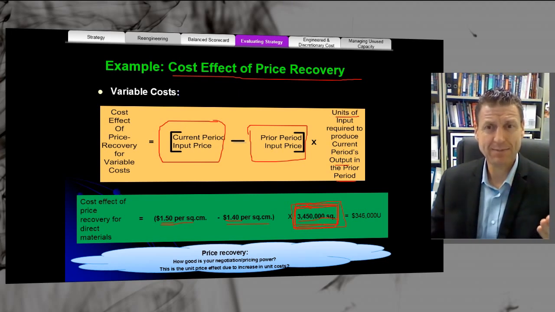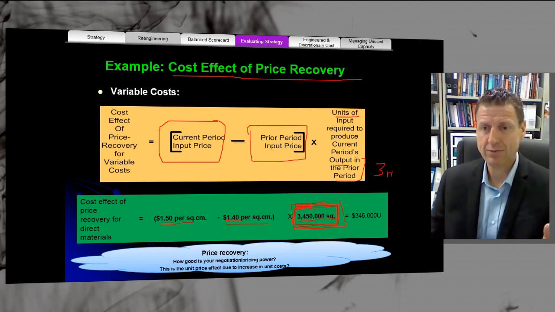How did this come about? Well, let's break this down. The units of input required to produce the current period's output in the prior period. So in the prior period, how much materials did we use? We used 3 million square centimeters.